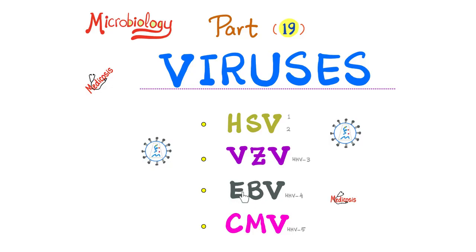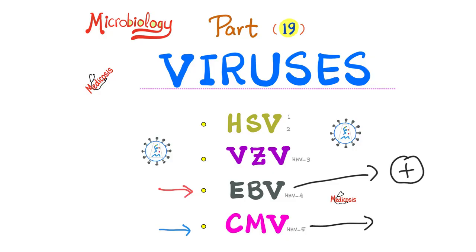Let's talk about infectious mononucleosis in detail. By the way, in most cases, infectious mononucleosis, or simply mono, is caused by EBV. But in a minority of cases, infectious mononucleosis is caused by CMV. When infectious mononucleosis is caused by EBV, it will give us a positive monospot test. But when infectious mononucleosis is caused by CMV, we get a negative monospot test.